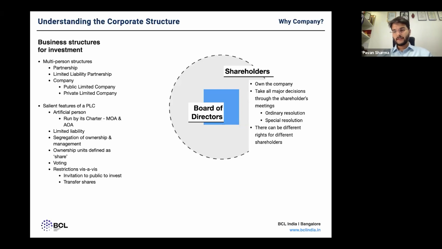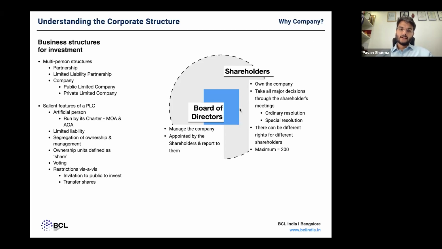Normally, startups do not complicate their capital tables by issuing these kinds of shares, but as the startup matures, you may find shares with differential rights. You can have a maximum of 200 shareholders in a company. And as far as the board of directors are concerned, they manage the company. So we think of them as custodians. These are people who run the day-to-day operations of the company.